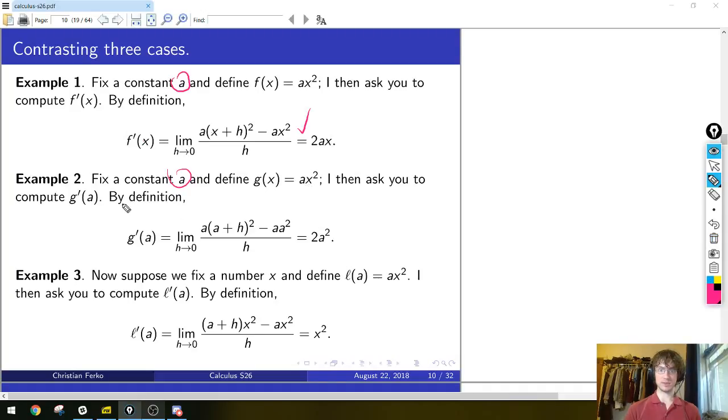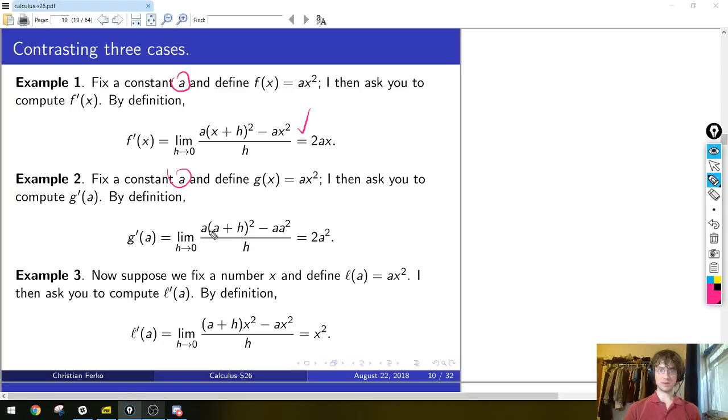So this symbol a is appearing both as a constant in the function definition and as the place at which we evaluate the limit. What does that do? Well, that means, again, by the definition of the limit, I'm computing g prime of a. So I replace everywhere I see an x in this definition by a plus h, subtract what I get by replacing it with an a.